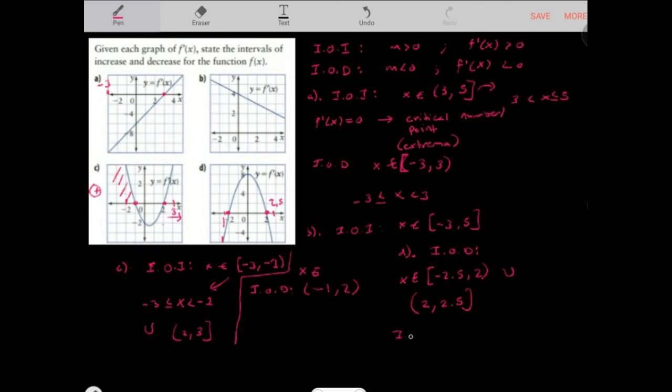And an interval of increase will occur between -2 and +2. So x belongs to -2 and +2. Okay, so that's how we look at intervals of increase and decrease in the derivative function.